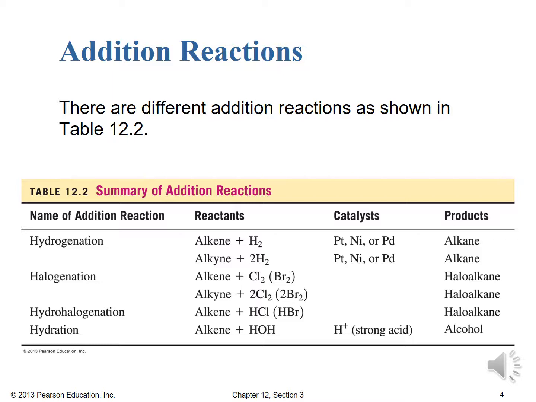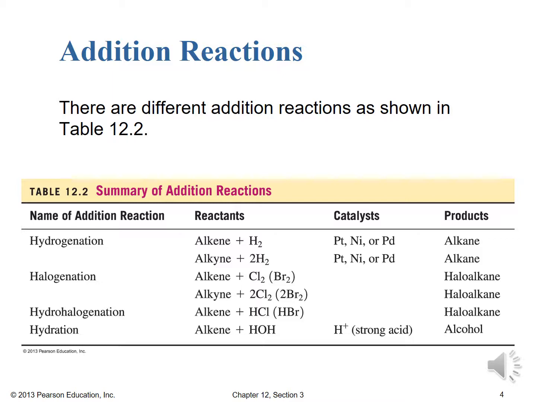Finally, for hydration, we can take alkenes and water. This would be water vapor, because as I just mentioned, the alkenes don't mix well with liquid water. If we had a strong acid catalyst, we could make an alcohol, right?